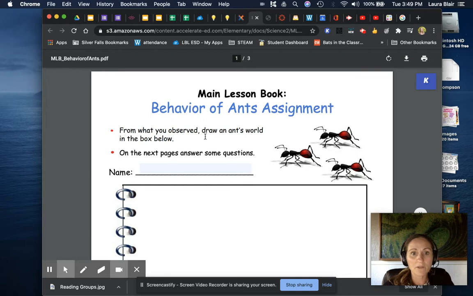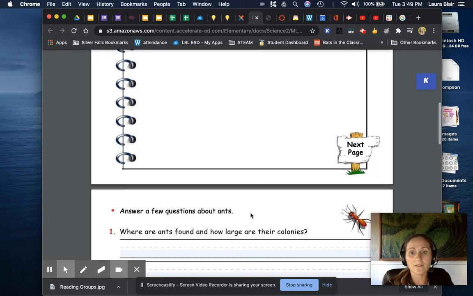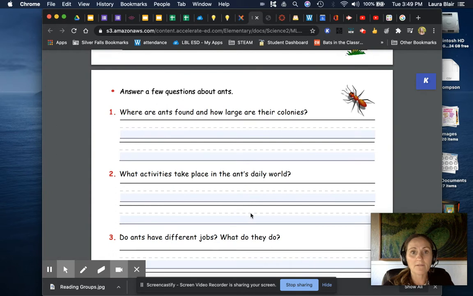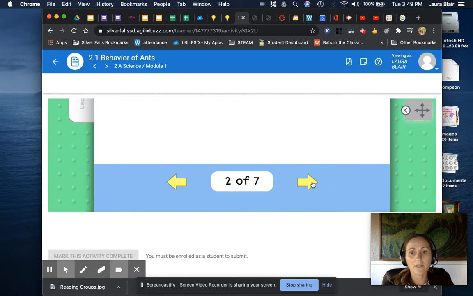All right, so from what you observed, draw an ant's world in the box below. And on the next page, answer some questions. Okay, so here you draw your ant's world. And then you have some questions. But I think you have to go through the module first to answer them. All right, let's see what's next.